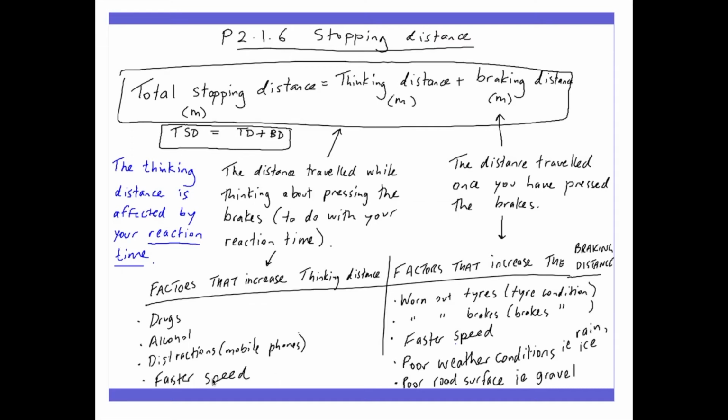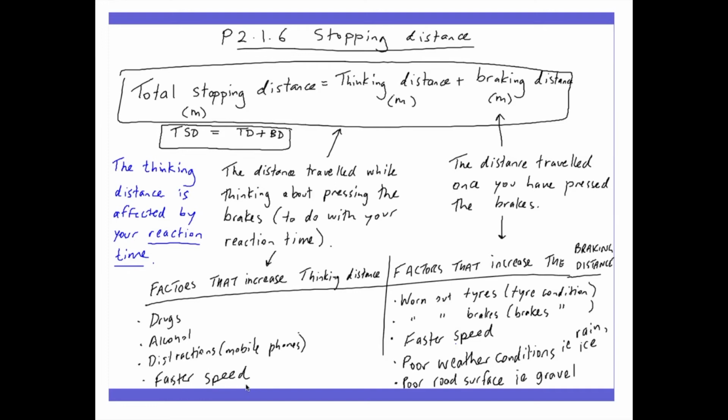Now, another factor that increases the thinking distance is a faster speed. Now, going faster in itself will not increase your reaction time. If you are going faster, you will travel further in your reaction time.